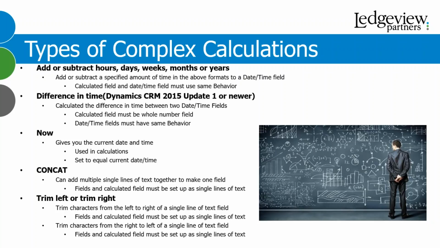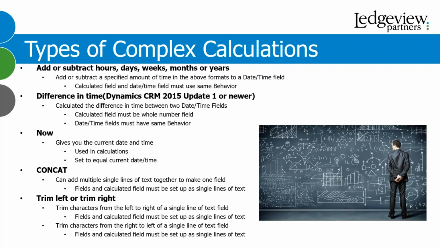Concat is really interesting. You can take 3 different single line of text fields and basically smush them together. So if you have 3 separate fields and you feel it would be really nice to pull all that information into one field, Concat will let you do that. All fields, including the calculated field, must be set up as single line of text fields. If they're not, it will fail.